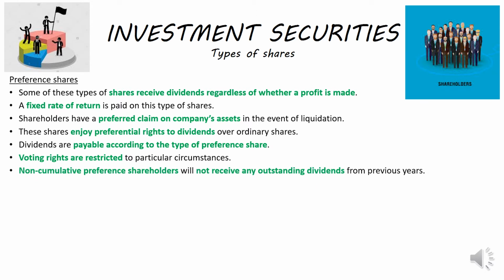Right, your non-cumulative preference shareholders will not receive any outstanding dividends from previous years. You will see we distinguish between cumulative preference shareholders and non-cumulative preference shareholders. All right, your cumulative preference shareholders: if in the previous year the company did not have money to pay out dividends, then in the following year they will pay you the dividends from previous years that they couldn't pay out, for whatever reason.